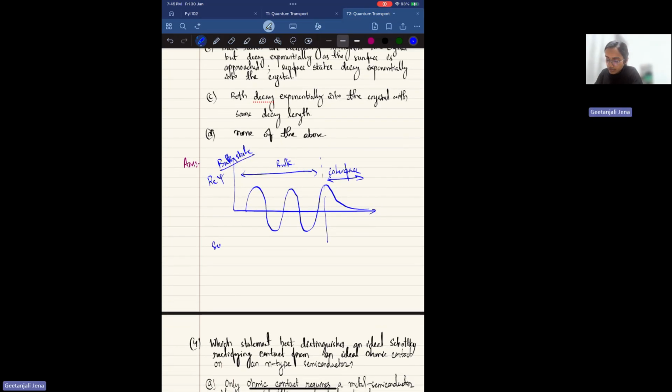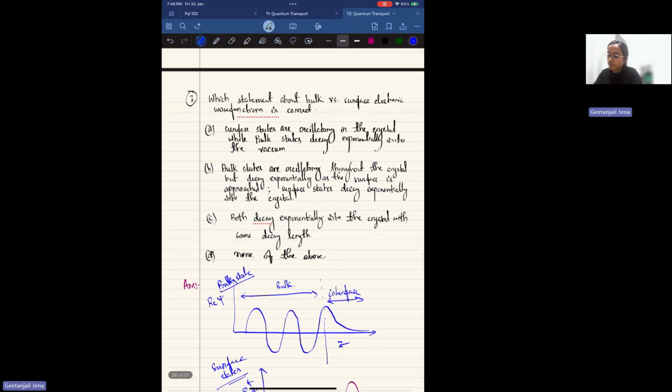And for the surface states, the wave function will decay exponentially inside the bulk. But as it moves to the surface, it will be maximum. As we move away, it will also decay. So that means the correct option will be this one, option B.